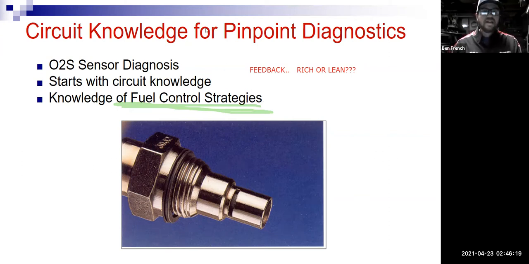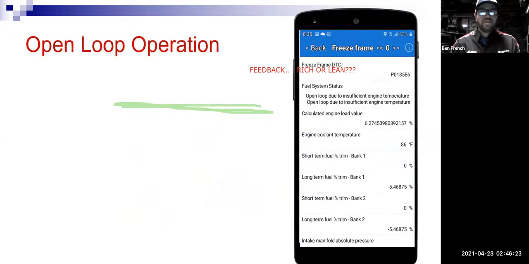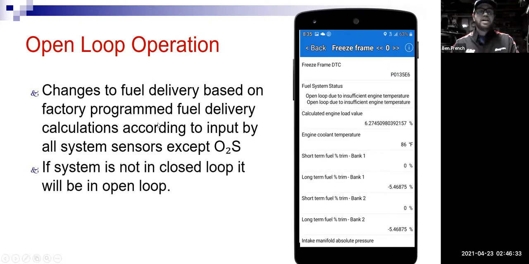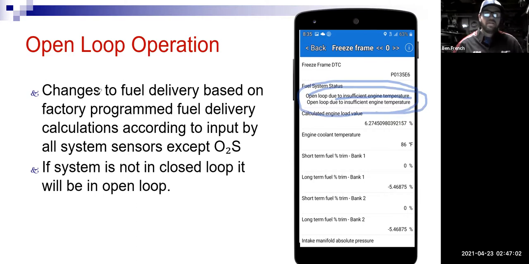So, oxygen sensors. Well, they're important because they relate to fuel control. And what I have here is that changes to your fuel delivery are based on O2 sensor calculations. So when you first start your car, you are in open loop, okay? Open loop. Well, what does that mean? It means, hey, the car is cold, insufficient engine temperature, okay? So what's one of the big things that determines whether I'm going to stay in open loop or not? That coolant temperature sensor, okay?